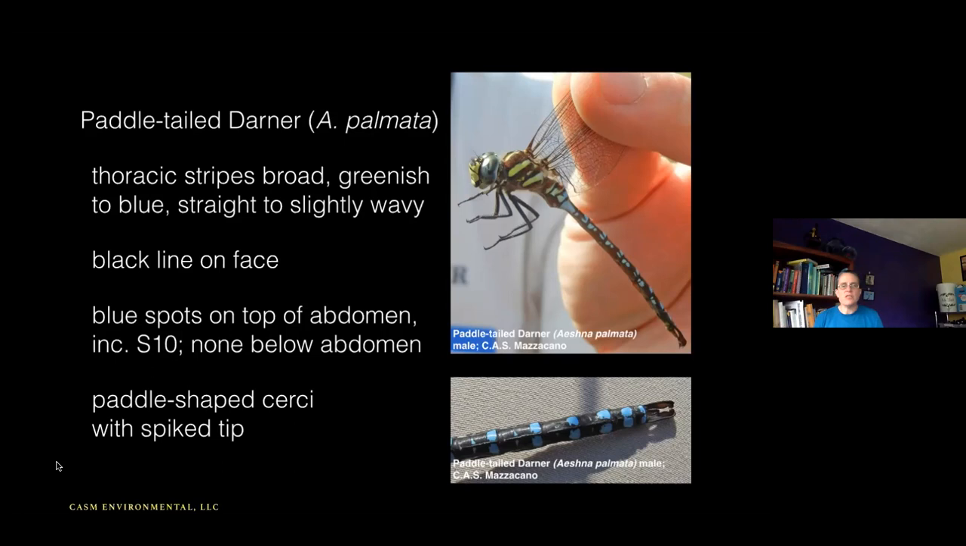And then the cerci are flattened. They look like the blades of a paddle, and there's this little trailing spike, this little trailing spine that comes off the very tip. You can kind of see that in the lower right-hand part of the upper photo, just a little spike that comes off. So paddle-tailed darner is named for the shape of those cerci, very diagnostic.